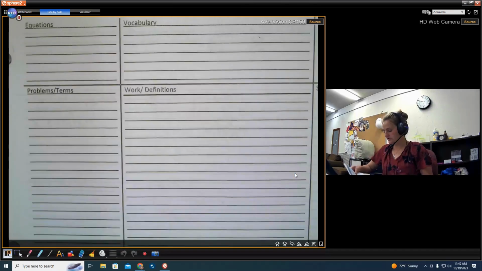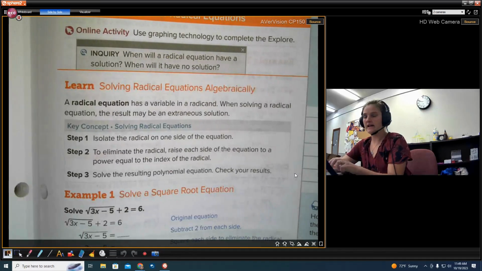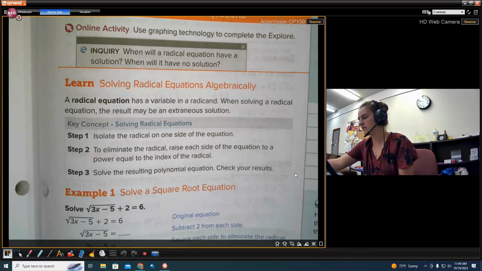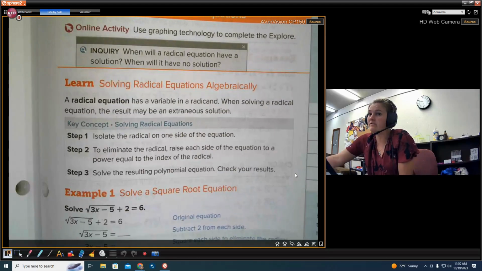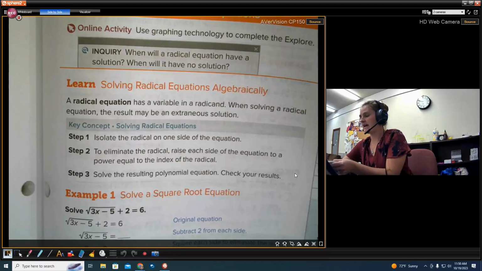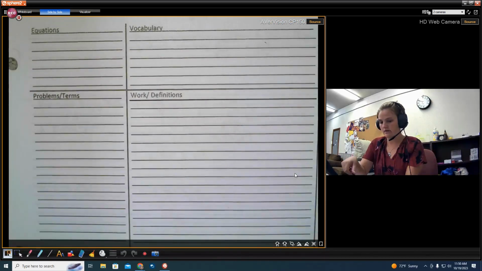All right, so solving radical equations is on page 343. And it says step 1 is to isolate the radical on one side. Step 2 is to eliminate the radical by raising each side of the equation to the power equal to the index. So we've done this before. And then solving the resulting polynomial equation. Okay, let's do example 1.